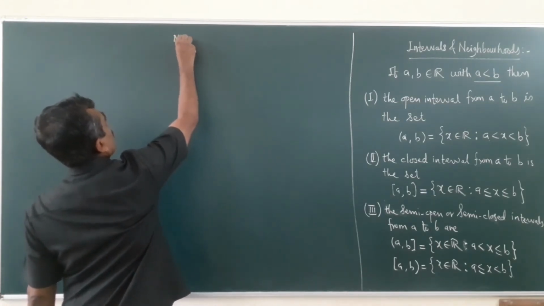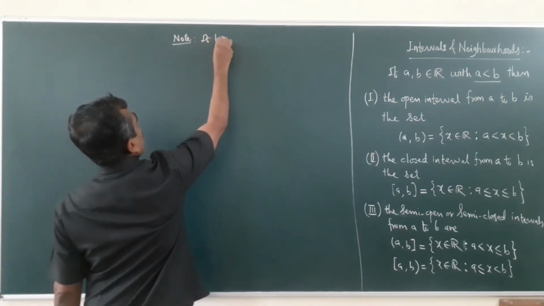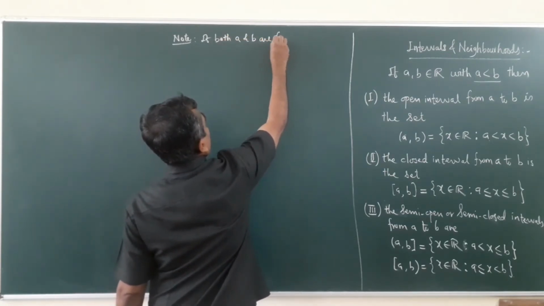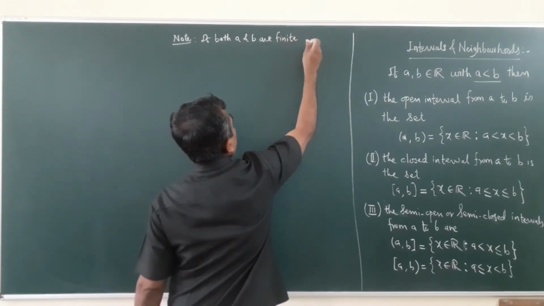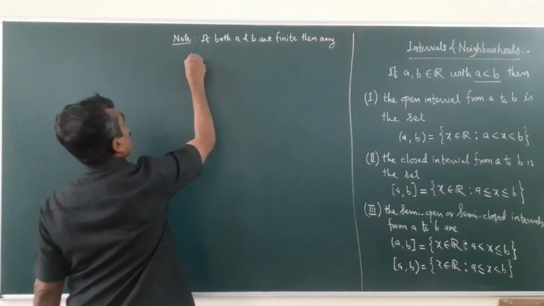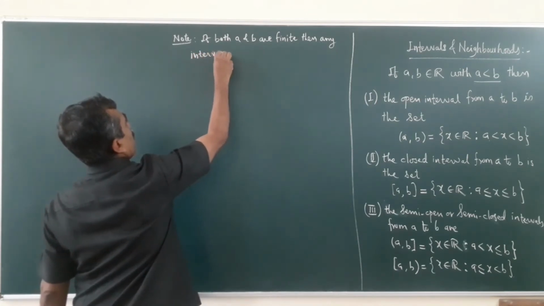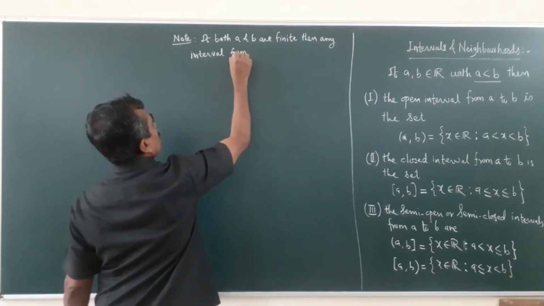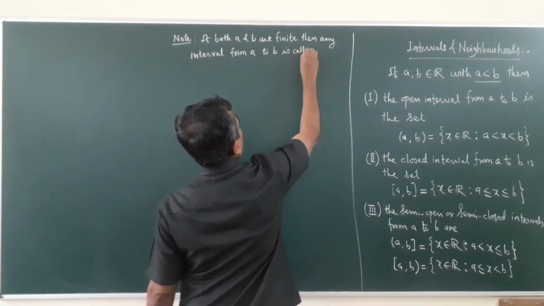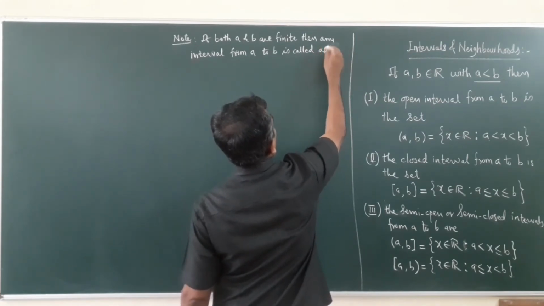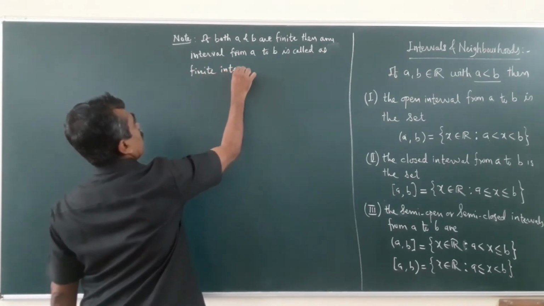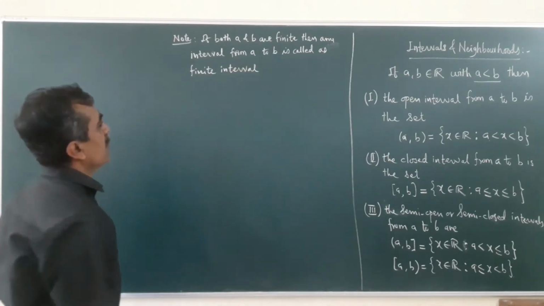Note, if both A and B are finite, then any interval, whether closed or open, from A to B is called a finite interval.